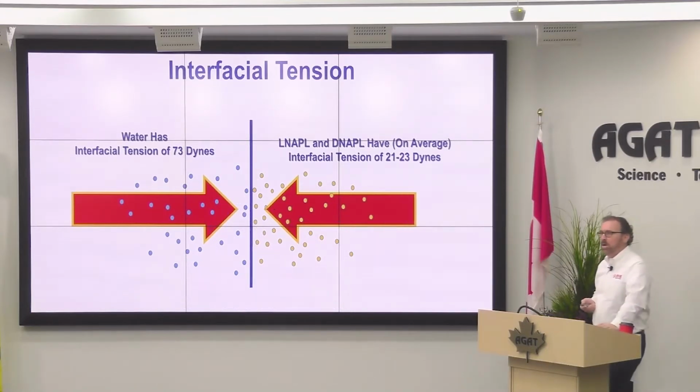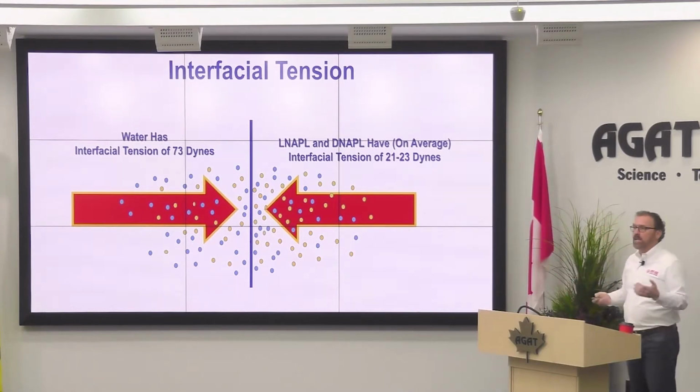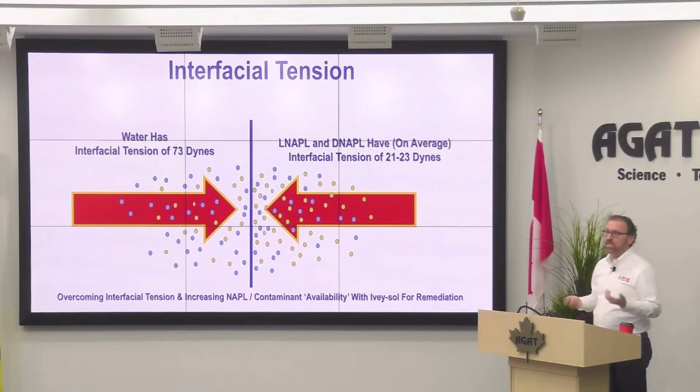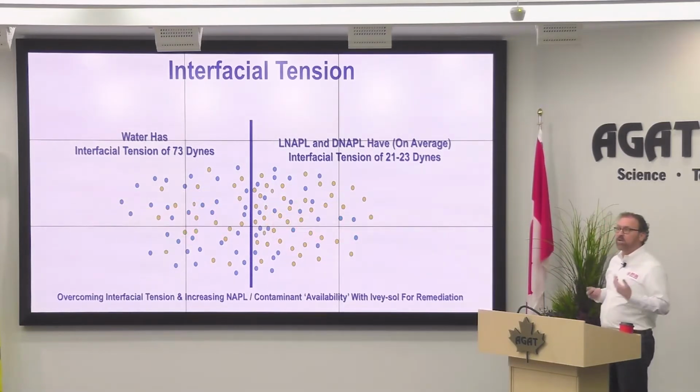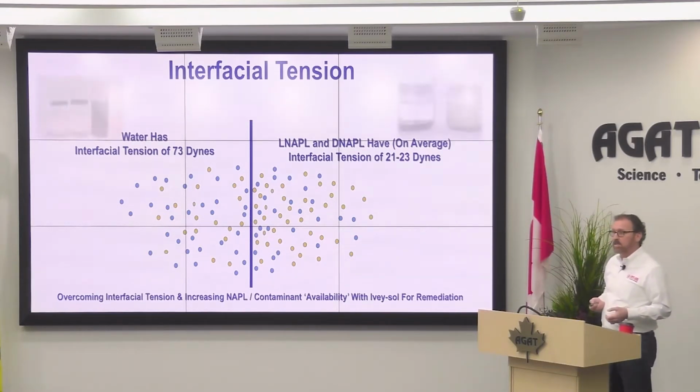So what we can do is introduce the Ivey-sol, which is miscible in water, but it's also miscible in the contaminants, and has the ability to take those contaminants and, by making them miscible, allows you to get these two phases to come together, and that limitation of interfacial tension is overcome. As a result, it increases the availability of these contaminants for those methods that you're applying. So this is really critical.